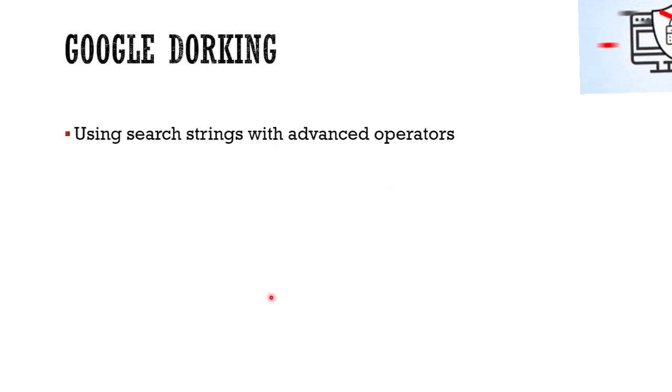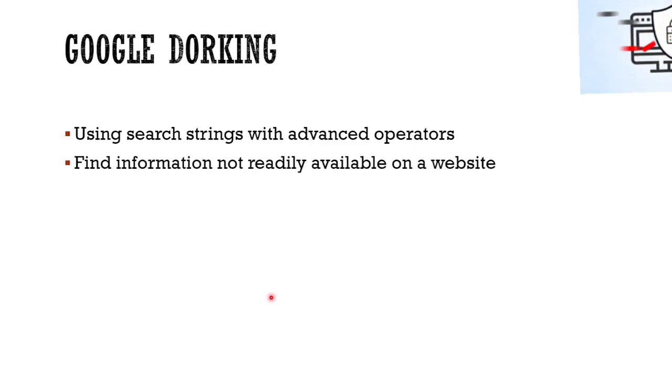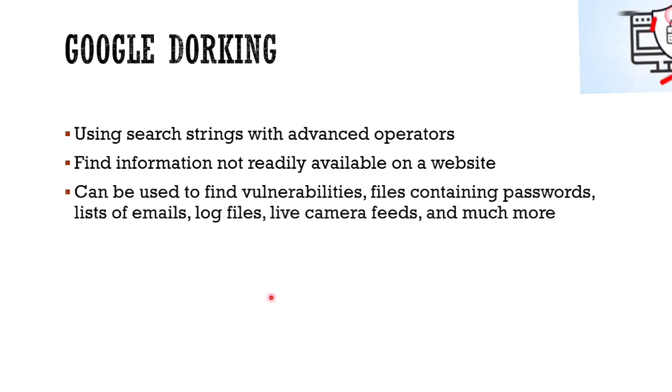Google dorking, Google dorks. A dork, in this case, is using a search string, and a string is just a string of text, using a search string with advanced what we call operators. This will help you find information that would take you forever to search for, that would not be readily available in a normal search. You can find vulnerabilities in files, and passwords, and email lists, and log files, and live camera feeds, lots of stuff just by doing Google dorking.